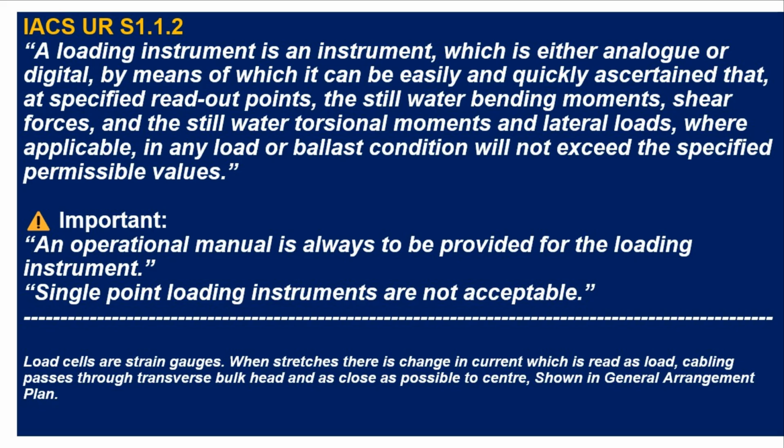Important: an operational manual is always to be provided for the loading instrument. Single-point loading instruments are not acceptable. Load cells are strain gauges. When a gauge stretches, there is a change in current, which is read as load. Cabling passes through a transverse bulkhead and as close as possible to the center, as shown in the General Arrangement Plan.